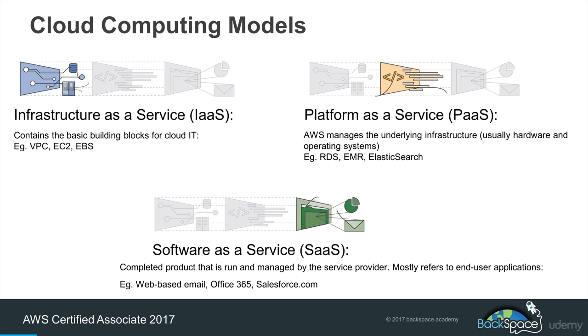Another example is Elastic MapReduce, which is AWS's Hadoop platform as a service, and AWS Elasticsearch, which is AWS's Elastic.co Elasticsearch platform as a service as well.